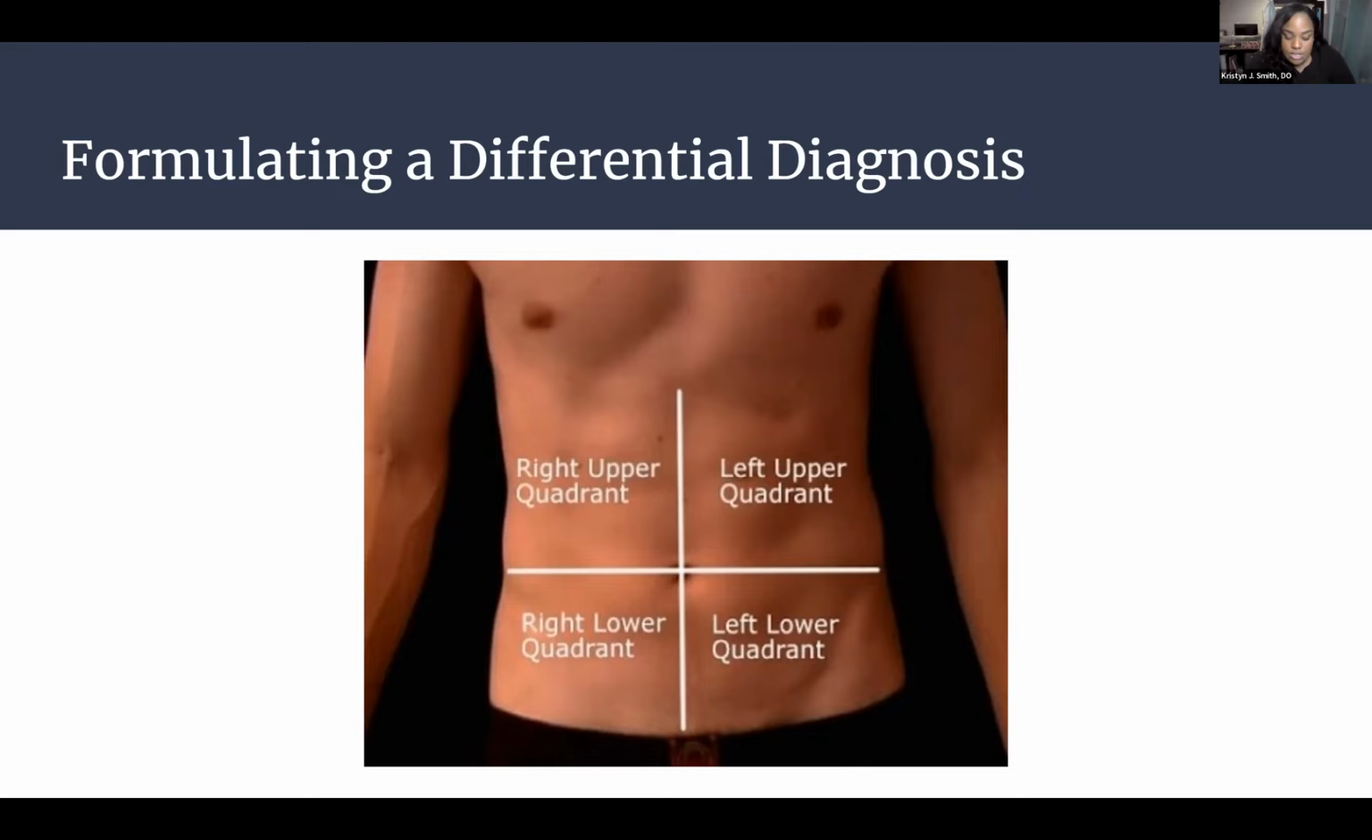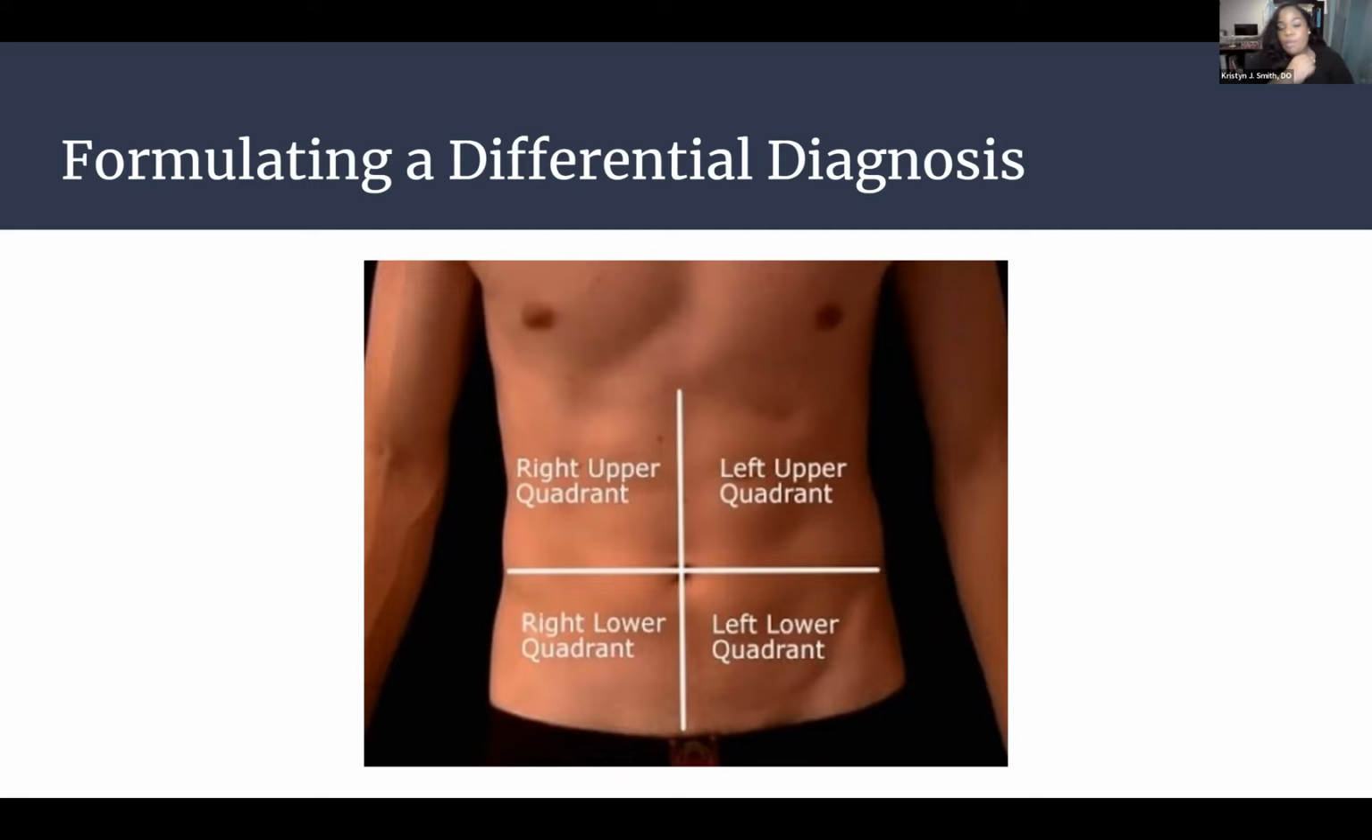So in the right upper quadrant, you're thinking about gallbladder disease, liver disease, maybe small bowel diseases. So cholelithiasis, cholecystitis, cholangitis, hepatitis, hepatic cirrhosis. You may even want to consider, could this be a right lower lobe pneumonia or pneumothorax on the right side that's masquerading as abdominal pain? So it's important to think about the different organs that are related to the quadrants.